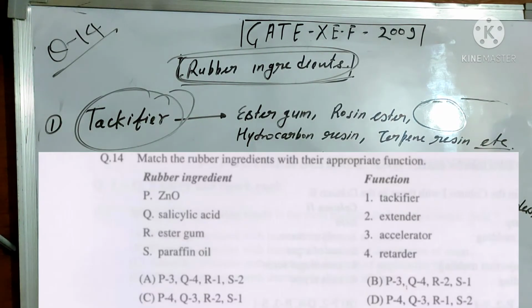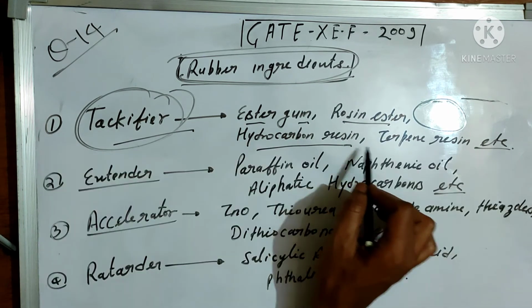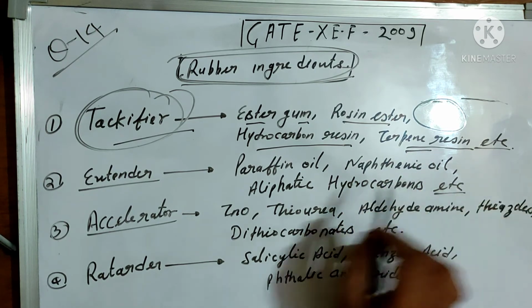Rectifier, added to the polymer to improve the tack and peel adhesion. Some examples of the rectifier are ester gum, rosin ester, hydrocarbon resin, and terpene resin.